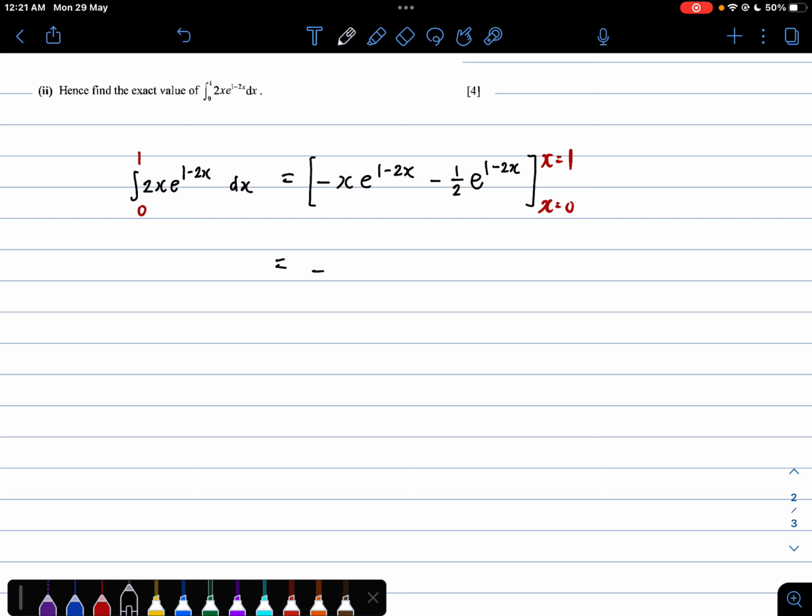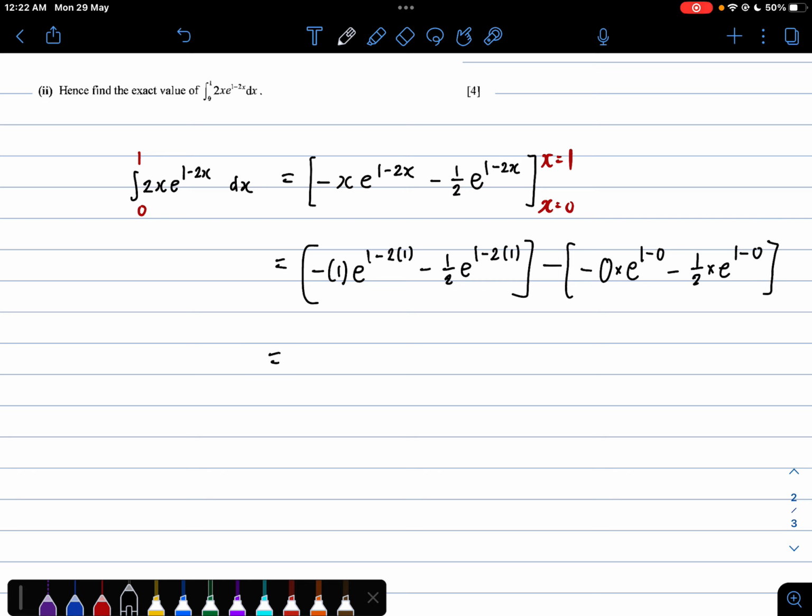So let's just do it. Sub in the upper limit first. Minus away, sub in the lower limit. So 0 times e power 1 minus 2 times 0 is 0. Minus half times e to the power of 1 minus 2 times 0, which is 2 times 0, which is really just 0. Good. Then simplify a bit. 1 minus 2, negative 1, e power negative 1. You have minus 1 times e power negative 1, like this. Good. Minus half times e power 1 minus 2 times 1, that's minus 1.